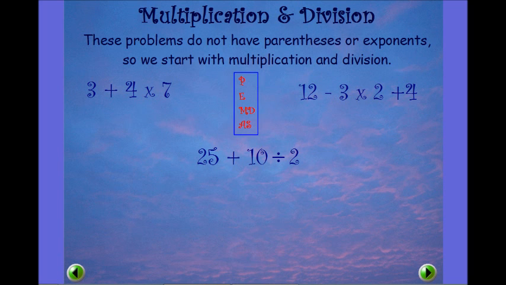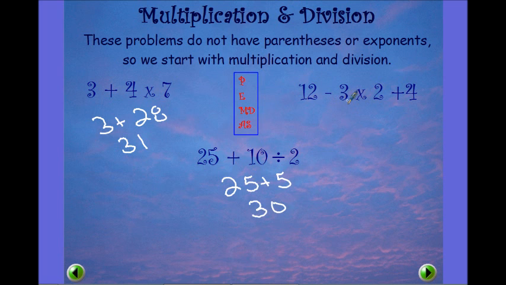Alright, so if you don't have any parentheses or exponents, we're going to start with multiplication. So over here, I have a plus and a times, so I'm going to start with the times. So this is going to be a 28. Then I'm just going to write down what I didn't use. So 3 plus 28 is 31. I have a division, so this is going to be 25 plus 5, which is 30. And over here, 3 times 2 is 6, so 12 minus 6 plus 4.